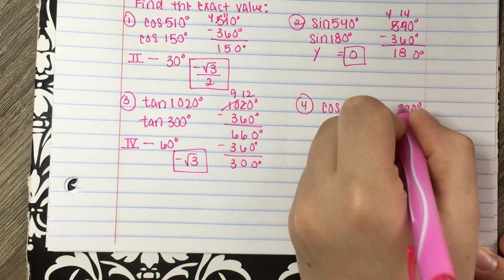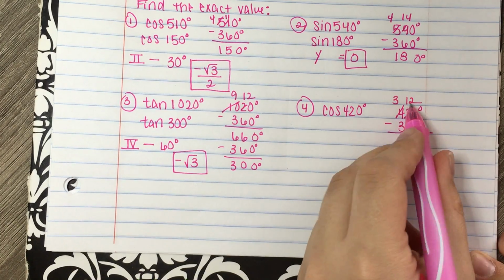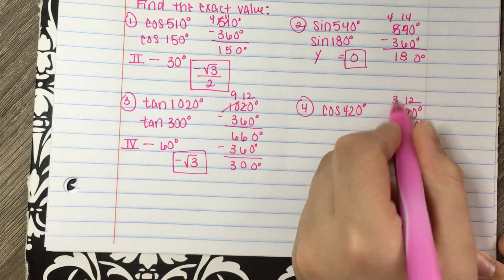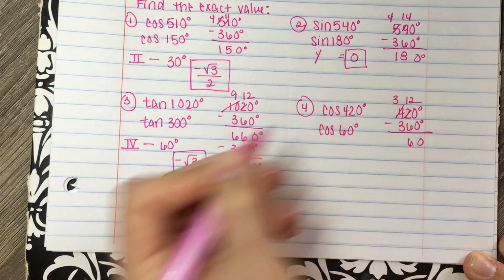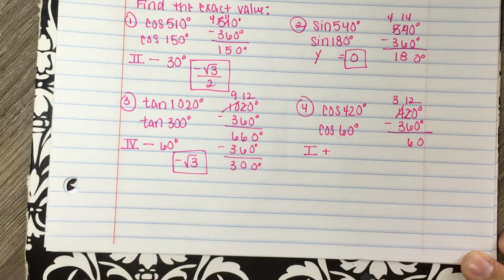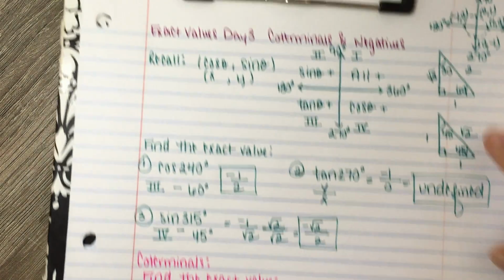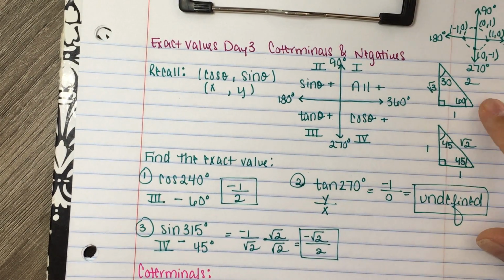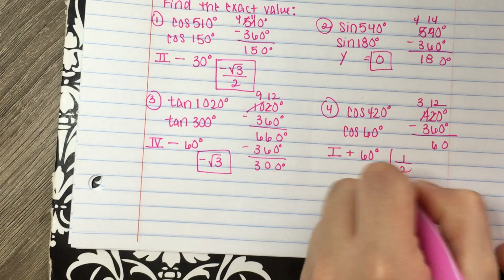Can't do 2 minus 6, so I'm going to regroup the 4 and regroup the 2 to a 12. And then I subtract, I get 6 here, and then 3 minus 3 is 0, so my answer here is just cosine of 60 degrees. And then 60 degrees is in quadrant 1, where all the trig functions are positive. It's 60 degrees away from that x-axis, and now cosine of 60 degrees is adjacent over hypotenuse, and we're going to get a positive 1/2 here.